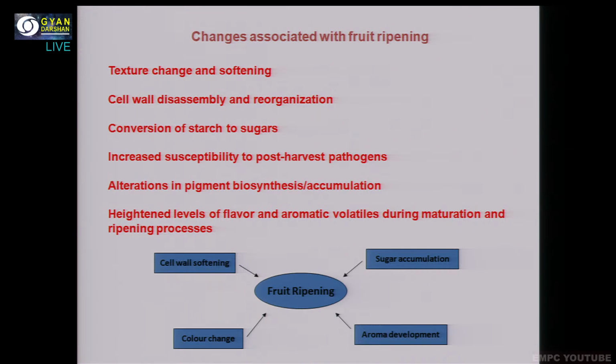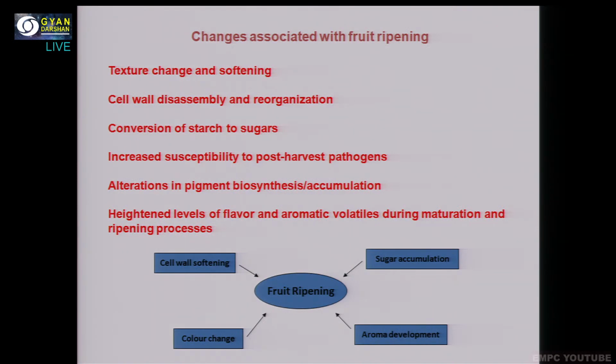The next aspect that I am going to discuss is fruit ripening. All of us are familiar with tomato. We have seen unripe tomato, which is normally green in color, or greenish yellow, and the ripe tomato which is red or orange in color. Whenever a fruit like tomato ripens, there are certain changes associated with the ripening process. There is a texture change, a softening. That means the unripe fruit is hard in texture, while the ripe fruit is soft in texture.